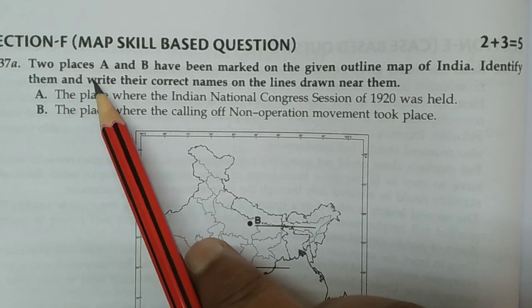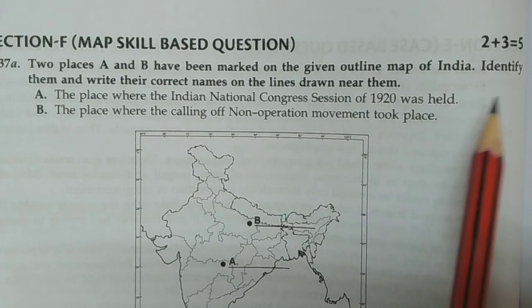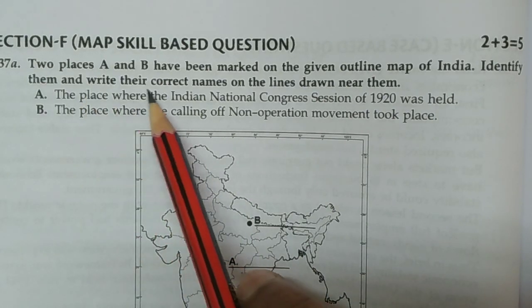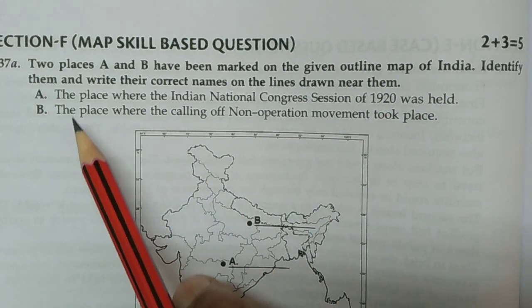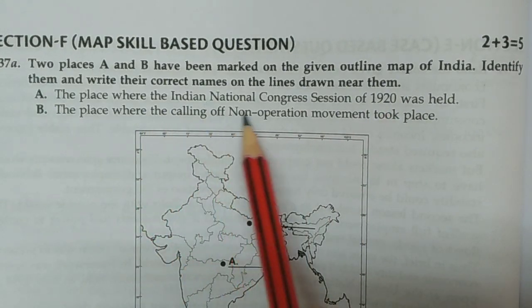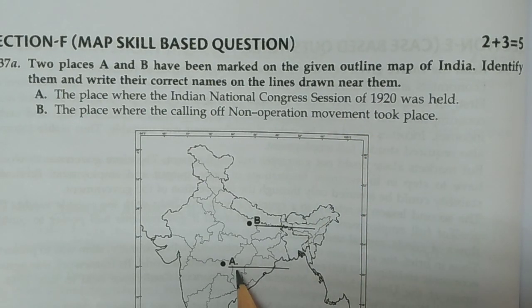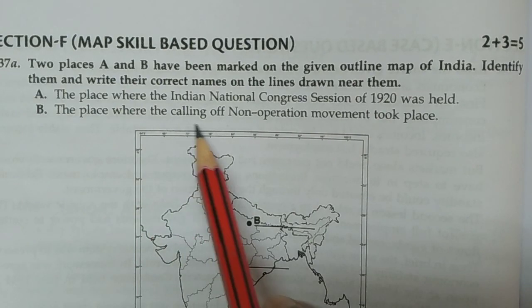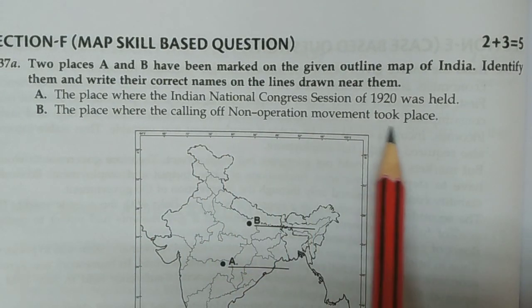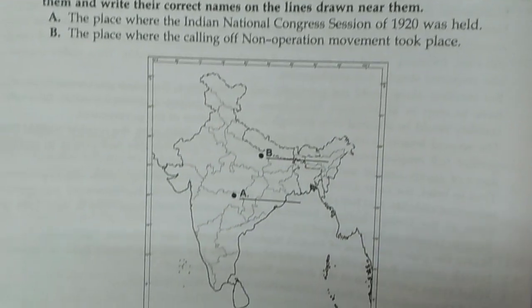37A. 2 places A and B have been marked on the given outline map of India. Identify them and write their correct names on the lines drawn near them. A is the place where the Indian National Congress session of 1920 was held. And B is the place where the calling of the non-cooperation movement took place. So we have completed till here.